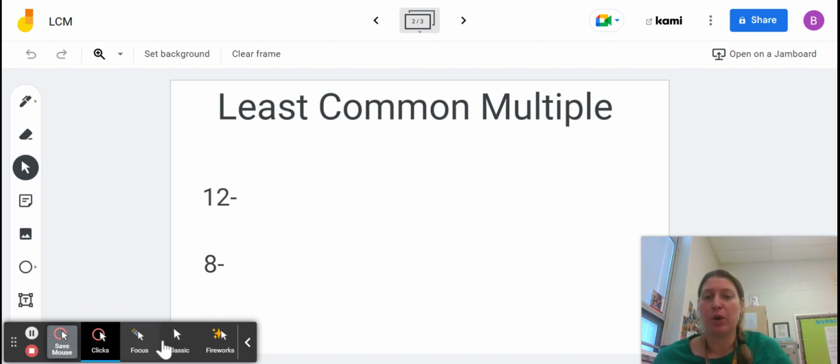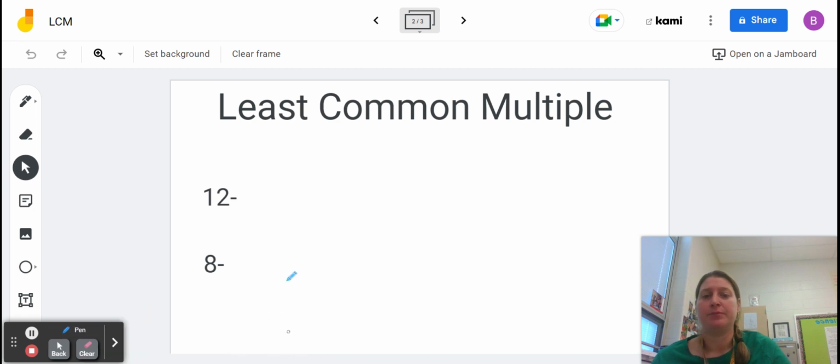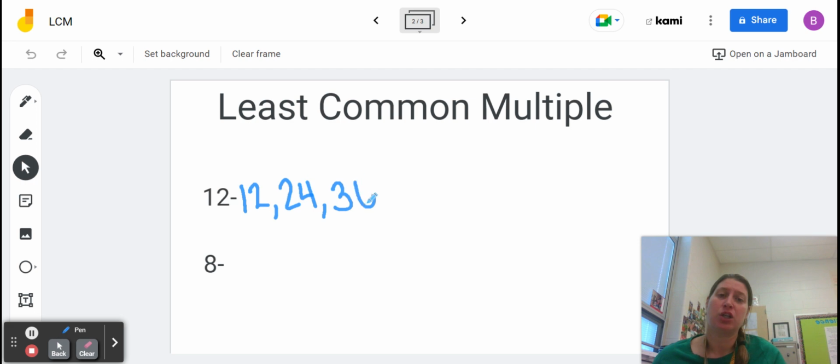So there's always going to be one. What we're going to do is go back and start with 12 and do my first 5 multiples. So 12 times 1 is 12. 12 times 2 is 24. 12 times 3 is 36. 12 times 4 is 48. 12 times 5 is 60.